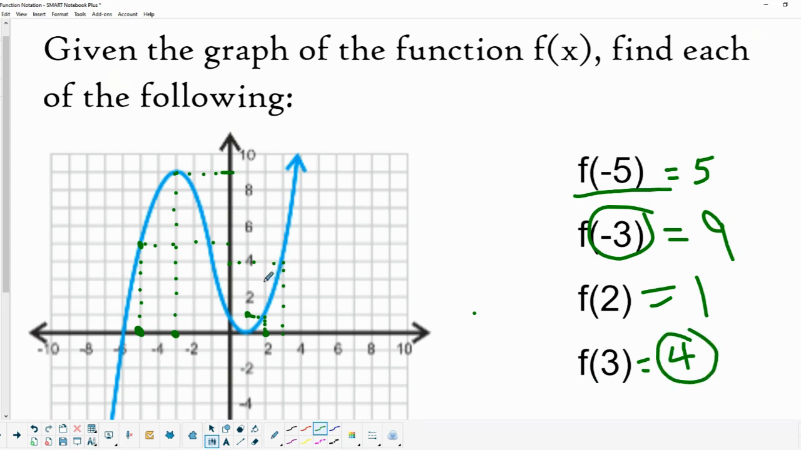So that's how you'll do one of those kinds of problems. Just use your input to find the x value on the x-axis, then go up or down to hit the graph, and then go across till you hit the y-axis and see what it lines up with.